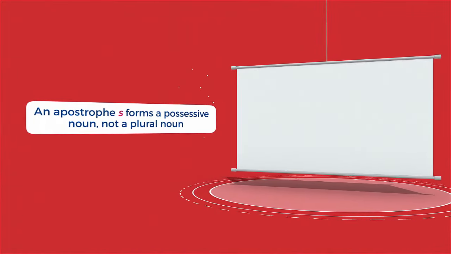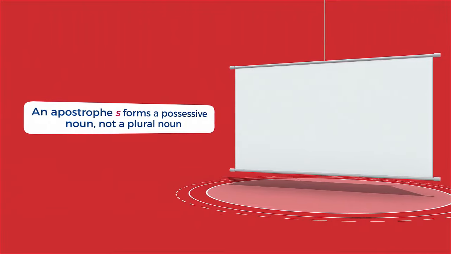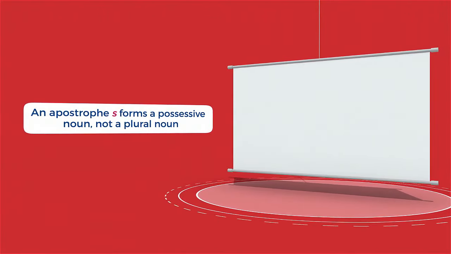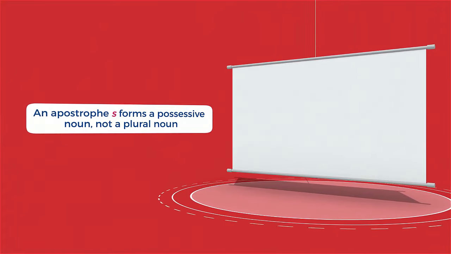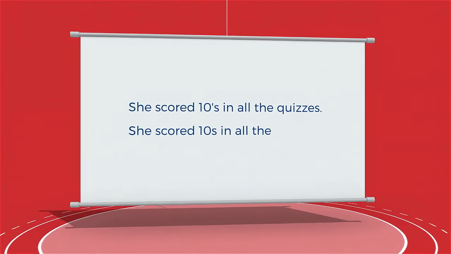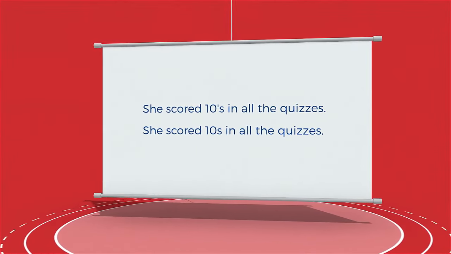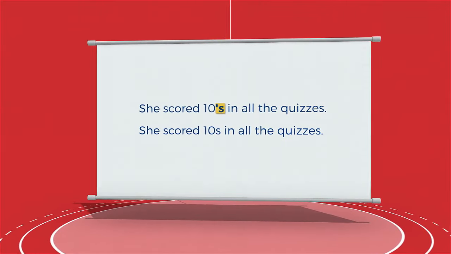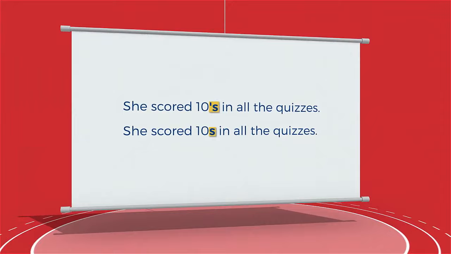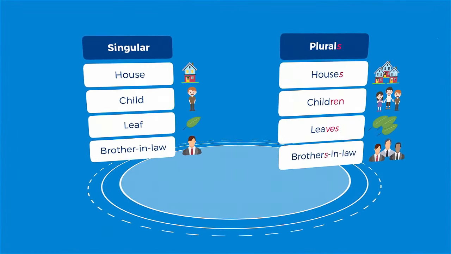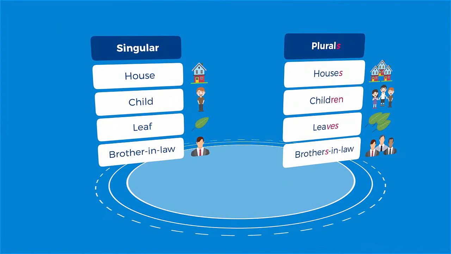A common error is using apostrophes to form plurals. An apostrophe S forms a possessive noun, not a plural noun. However, you might come across plural forms of numbers and letters using the apostrophe. That's not a rule, but it's allowed. So you can write, she scored 10's in all the quizzes, using an apostrophe S after 10, but you can also leave the apostrophe out. Remember these rules, and you'll be singularly well prepared to form correct plurals.